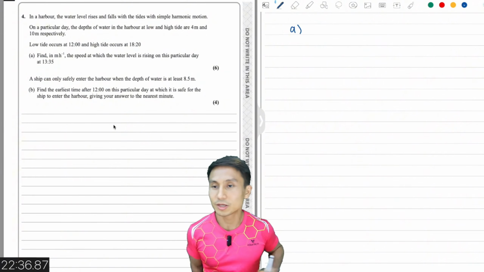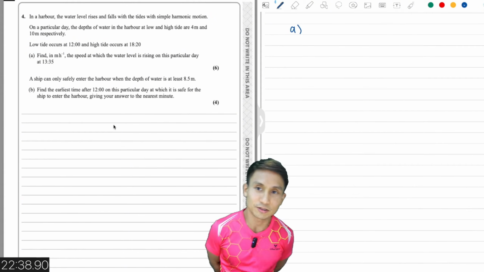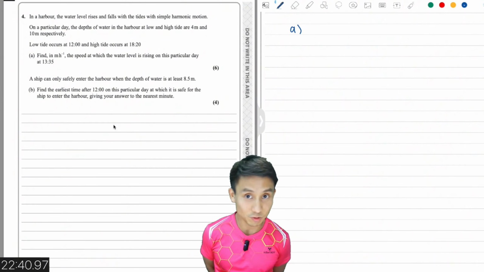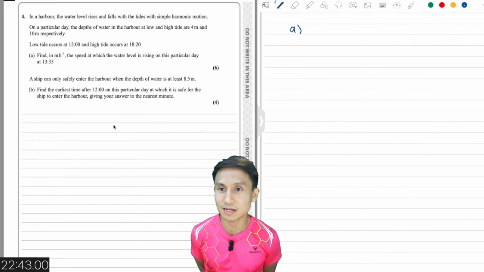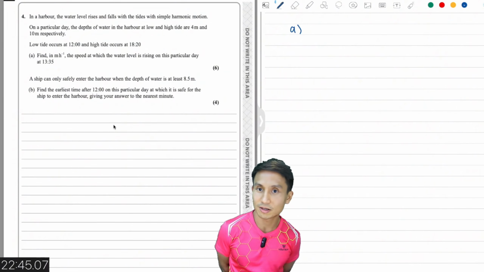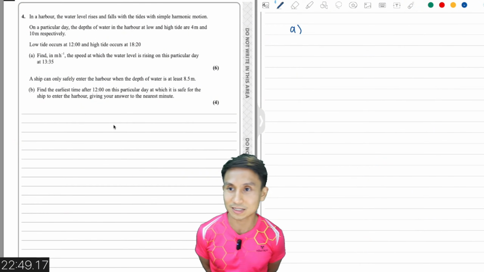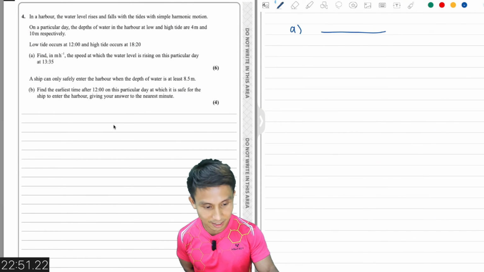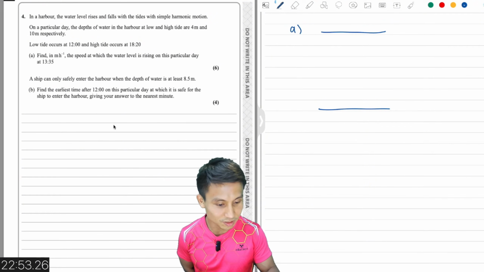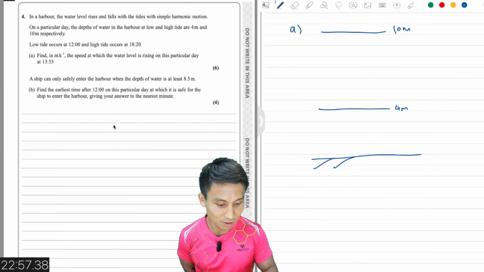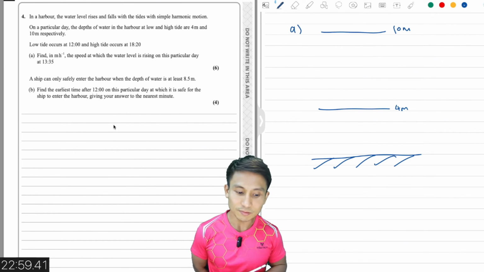Part A. In a harbor, the water rises and falls with the tides in simple harmonic motion. On a particular day, the depths of water in the harbor at low and high tide are 4 meters and 10 meters respectively. So we have high tide here being 10 and low tide being 4. Right, so that's some kind of ground maybe.